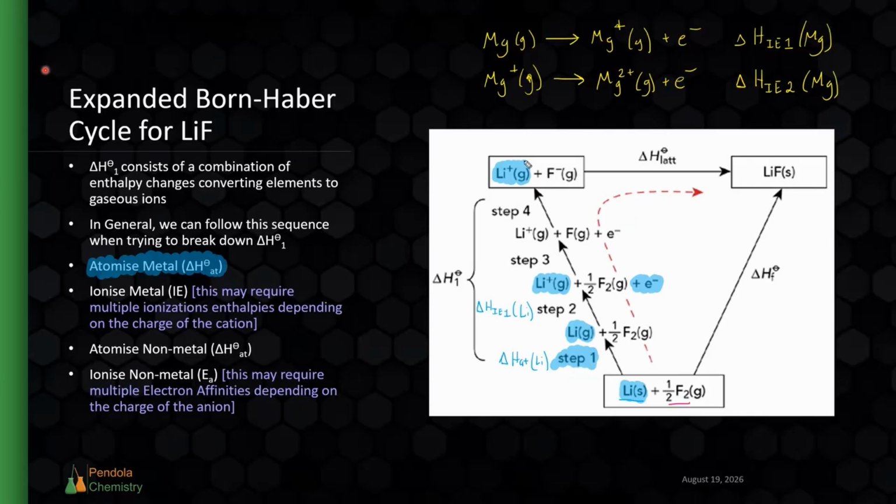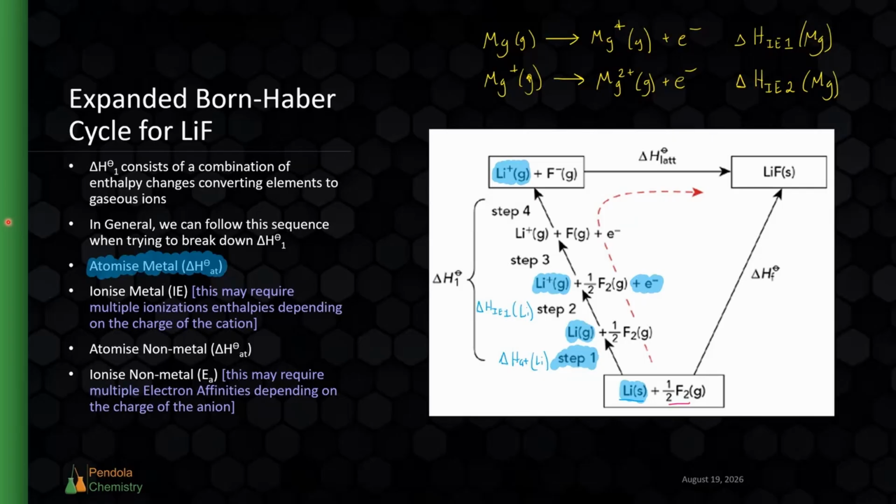So because lithium is plus 1, we only need to do this 1. But if we needed a higher charge, plus 2, plus 3, we might need to do it multiple times. So that's the metal. The metal needs to be atomized first and then ionized by removing the electrons with ionization energy, either once, twice, 3 times, depending on the charge.